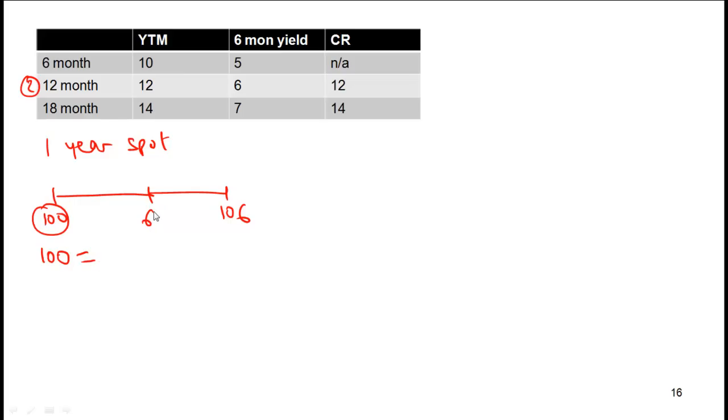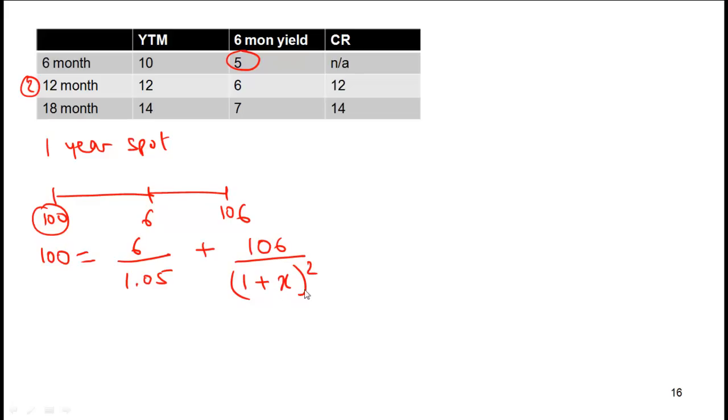That is going to be equal to 6, which is the first cash flow, discounted at the 6-month spot rate. So what is the 6-month spot rate? If you recall from the last slide, since there are no coupon payments, the YTM is the same as the 6-month spot rate. So the 6-month spot rate is 10%. That means when we look at a 6-month bucket, we can use 5%. So we have 6 divided by 1.05, and then the next payment is 106. So then we have 106 divided by (1 plus x) squared.